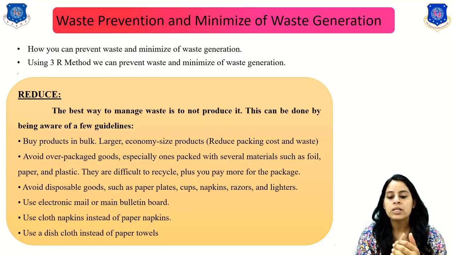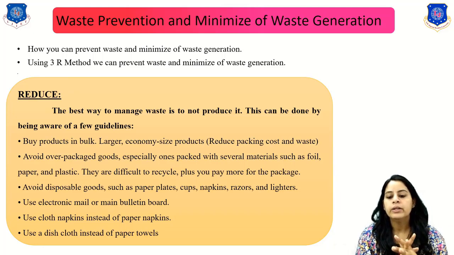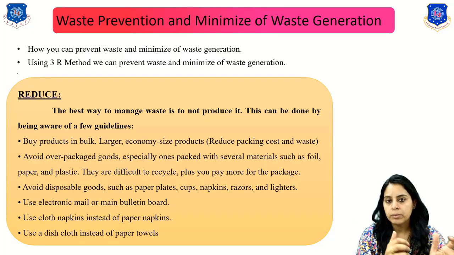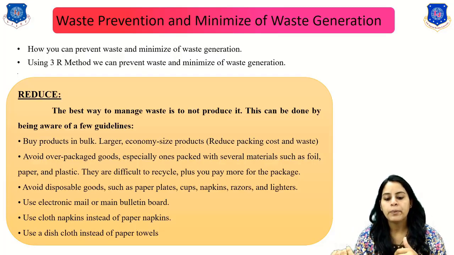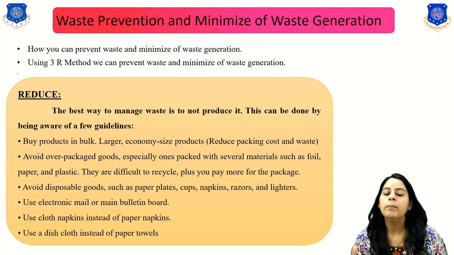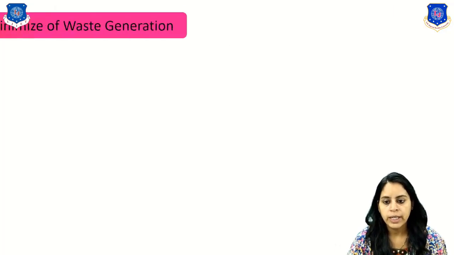Then the third one is to avoid disposable goods such as paper plates, cups, napkins, razors and lighters, right? Then use an electronic mail or main bulletin board. Then use a cloth napkin instead of paper napkins. Then use a dish cloth instead of paper towels. So these are some examples of reducing waste. This way we can prevent waste and minimize waste generation, right?